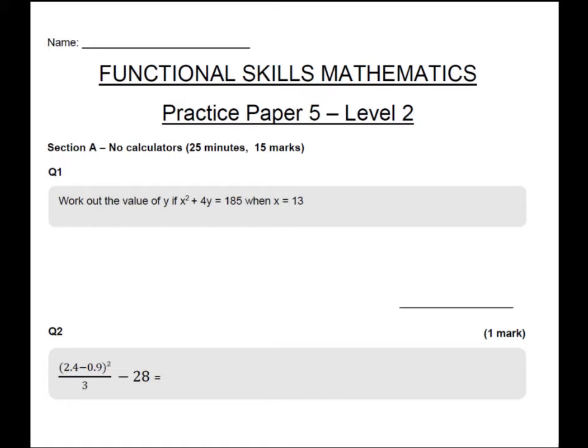So let's start with section A, where you have no calculators, so you've got to do this part of the paper without a calculator, and you have 25 minutes and there are 15 marks available.